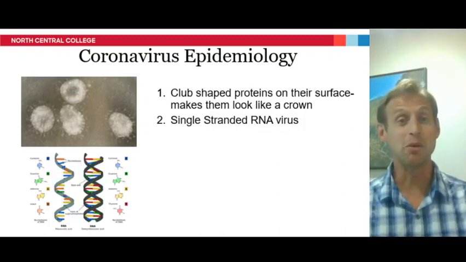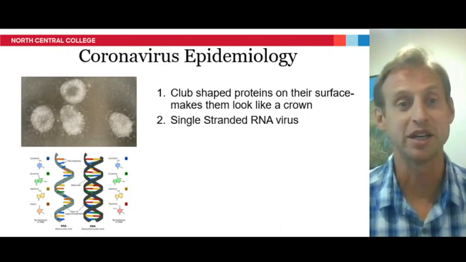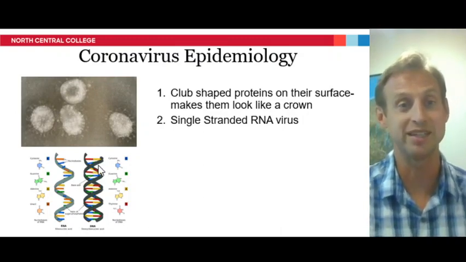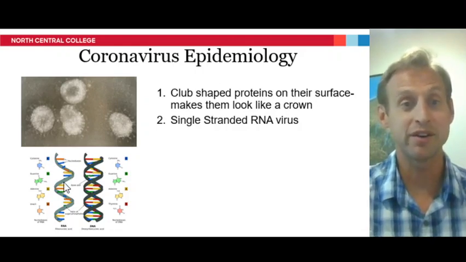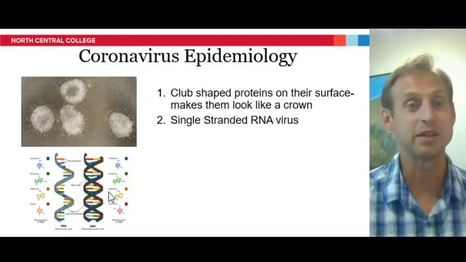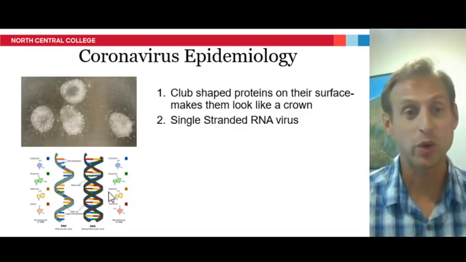Secondly, the genome of these viruses are very different than our genome. So our genome looks a little something like this molecule to the right, a double-stranded DNA molecule. Coronaviruses are single-stranded RNA molecules. And so what that means functionally is that they tend to have a little bit of a faster mutation rate, much faster than we do, which means they change quite a bit.